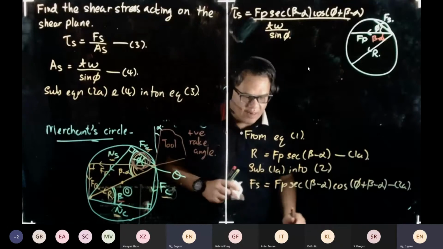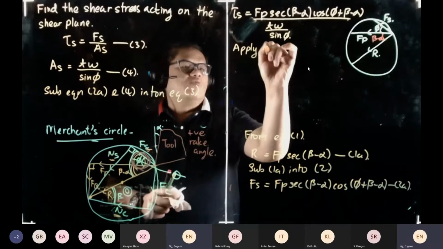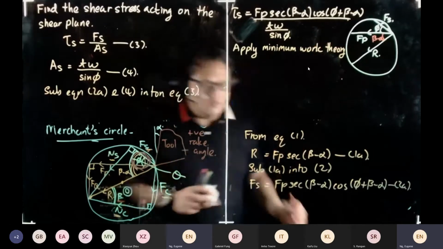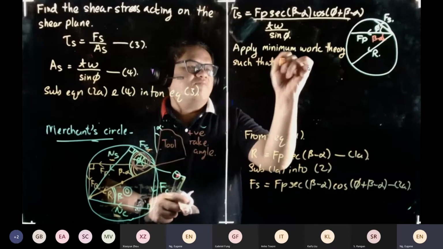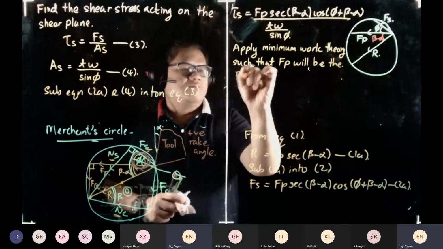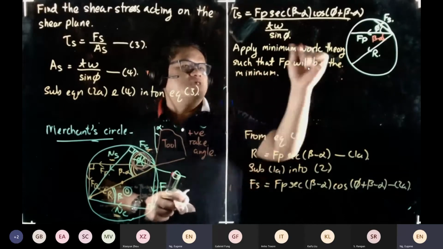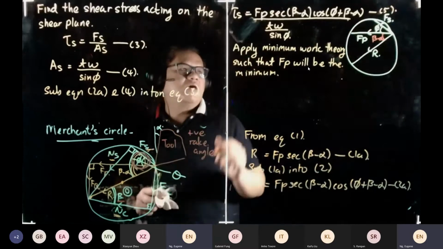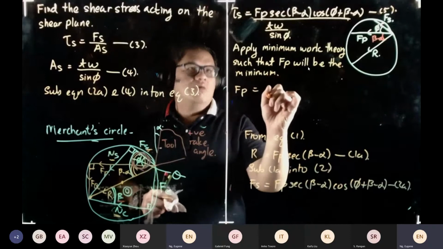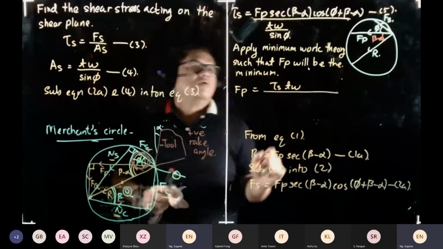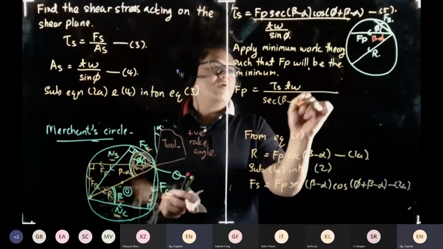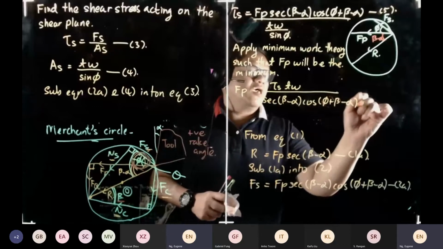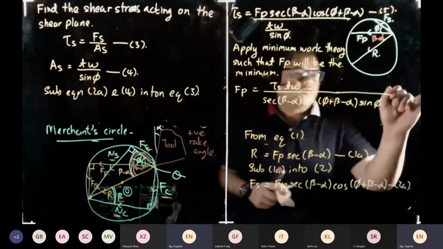So what he did from here is he's going to apply minimum work theory. So when we apply minimum work theory, such that Fp will be what? The minimum, right? So this is my equation of tau s, that is my equation number 5. So equation number 5 will become Fp is equal to tau s T omega over secant(beta minus alpha) cos phi plus (beta minus alpha) and then sine phi. Okay, that is our equation number 6.